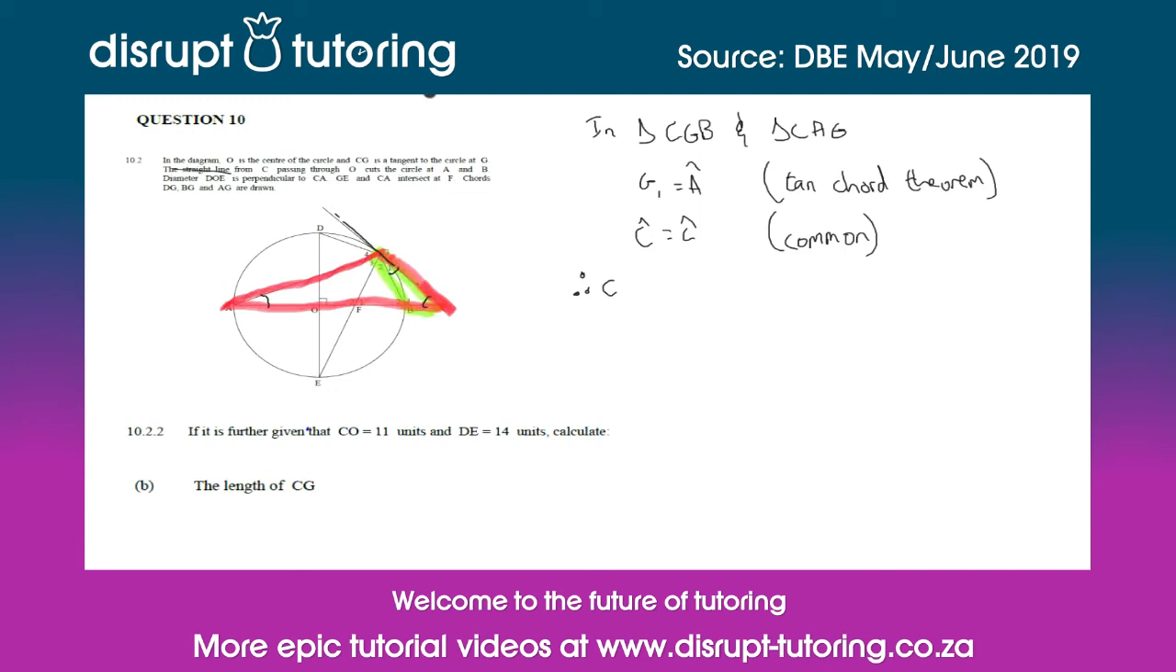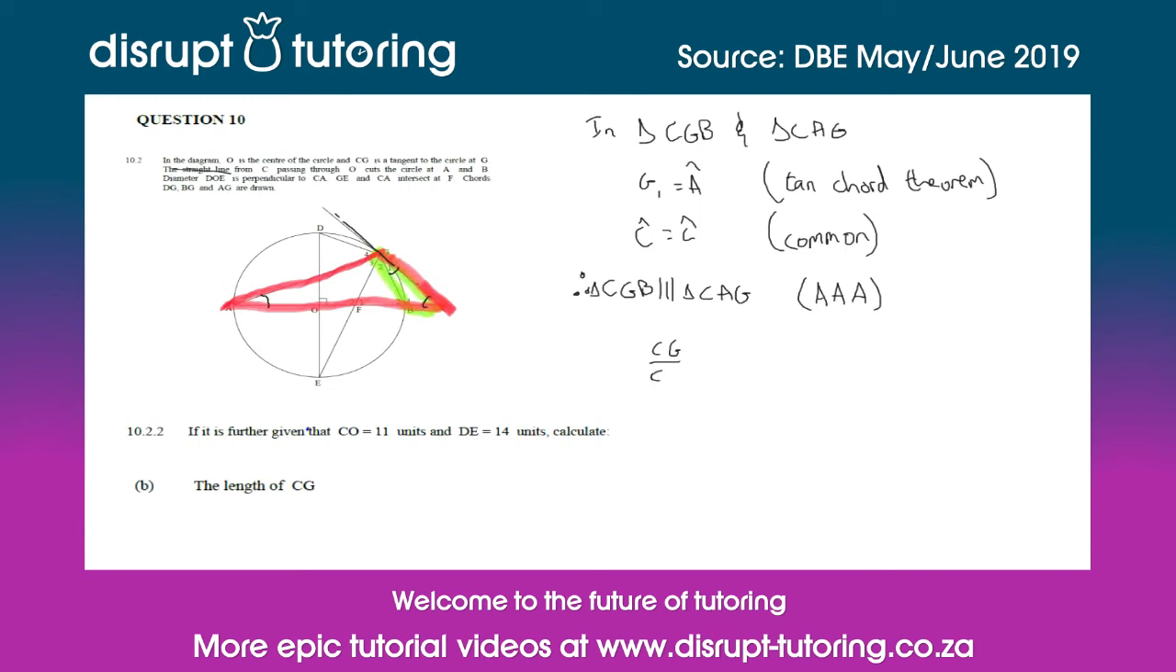So we can say that triangle CGB is similar to triangle CAG. And the reason is angle, angle, angle. So now that we've proven the similarity, we can use the fact that the ratios between the sides of the triangles are equal.